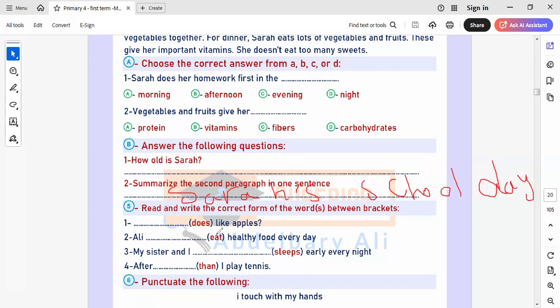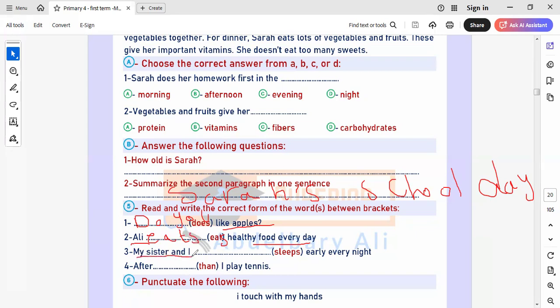Let's go to another one here. Does you like apples? Here I replace does with do. Do you like apples? Ali eats healthy food every day. So Ali is singular, so the verb must be what? We must add s to the verb. It will be Ali eats, because this is called the present simple tense, adding s to the verb.